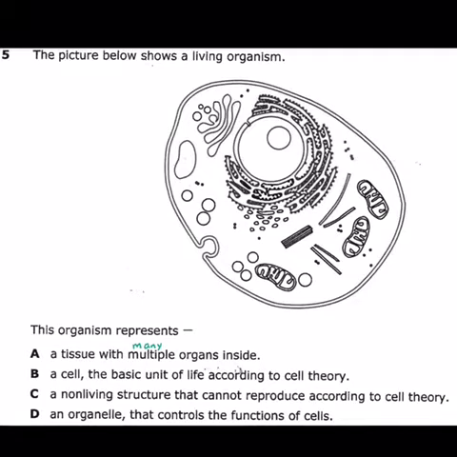Question 5. The picture below shows a living organism. This organism represents A. A tissue with multiple or many organs inside. B. A cell, the basic unit of life according to cell theory. C. A non-living structure that cannot reproduce according to cell theory. D. An organelle that controls the function of cells.